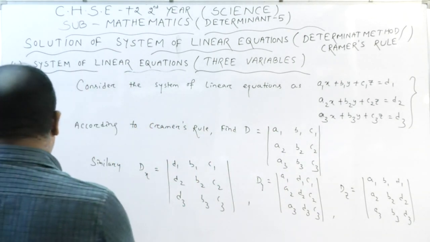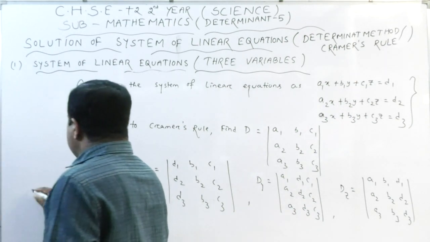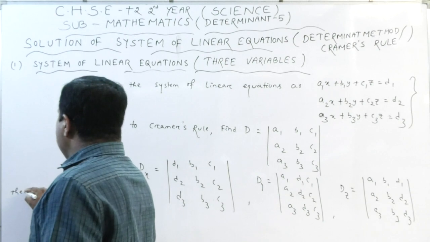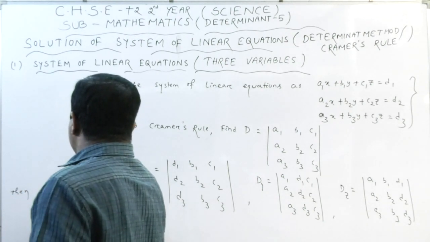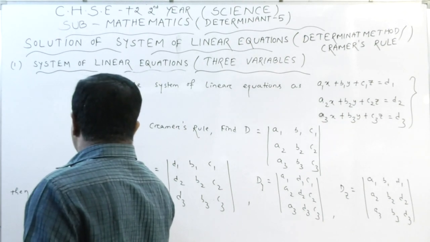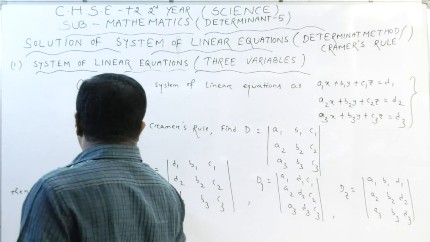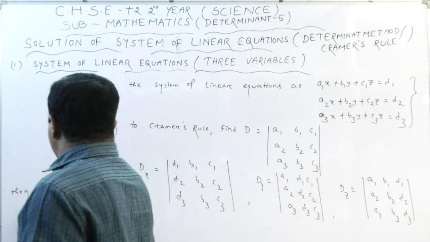Then the procedure says, after it, your x is your dx by d, and your y is your dy by d, and your z is your dz by d. Okay, dear students? So this is the way.